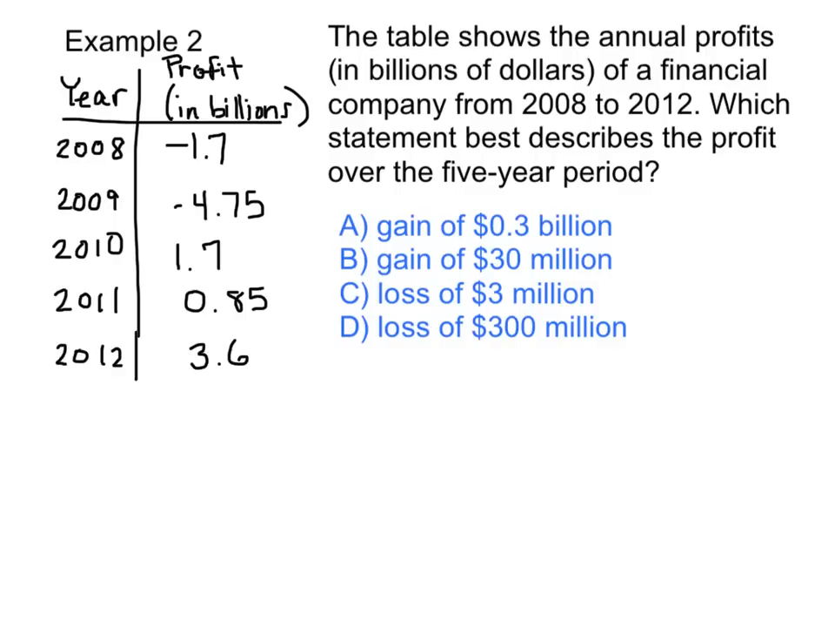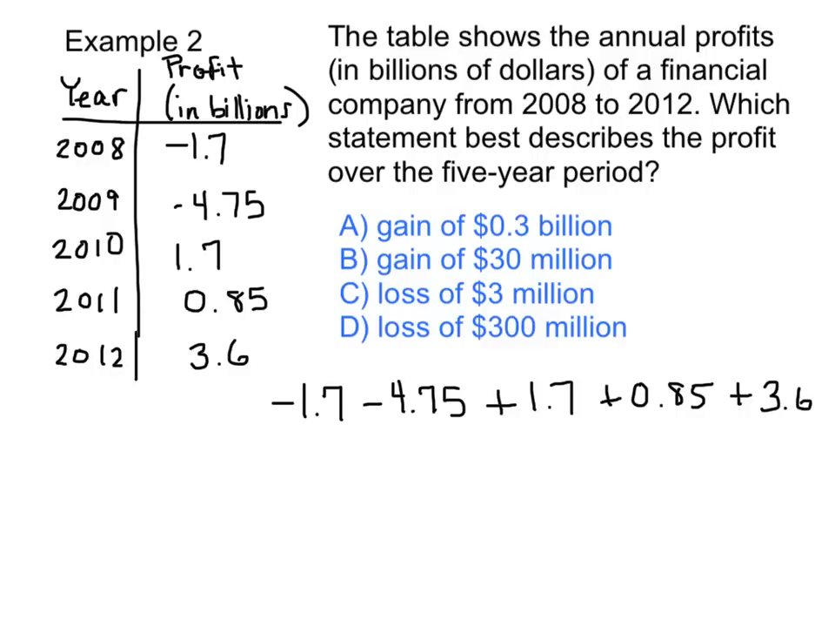So the first year, 2008, the company lost $1.7 billion. Then they lost $4.75 billion. Then they gained $1.7. They gained $0.85 billion. And then gained $3.6 billion. If you remember from the rules that we had in the last chapter, it stated, add the negatives, add the positives. If they have the same sign, add them together.